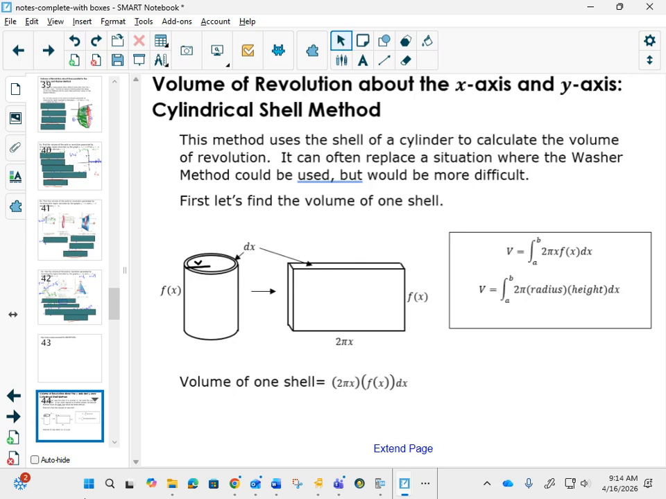When we open up that cylinder, it becomes like a straight piece of paper, just like I showed you. And the volume of that will be length times width times depth. We get 2 pi x times f of x dx, which is basically 2 pi times the radius times the height dx. And then we integrate along the x-axis from A to B.